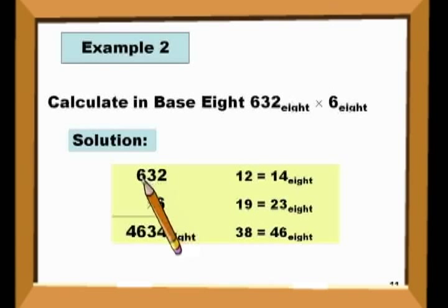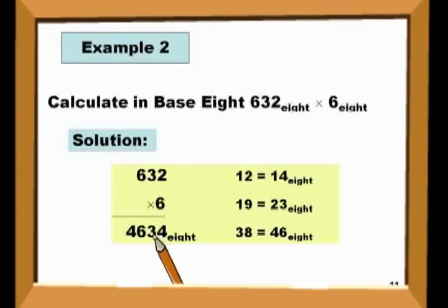6 2's are 12, written as 1, 4 in base 8. The 4, which is the remainder, is taken down to the first column. 6 3's are 18, plus this 1 gives us 19. When 19 is divided by 8, we have 2, 3. The 3 is the next digit that is put into the second column.